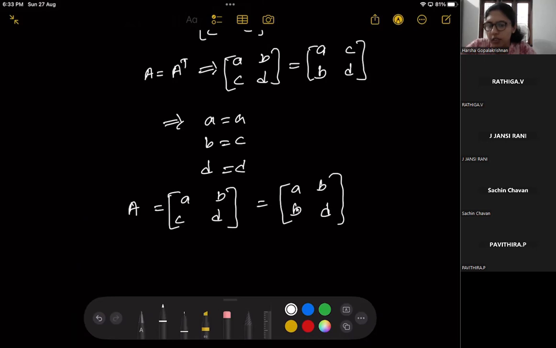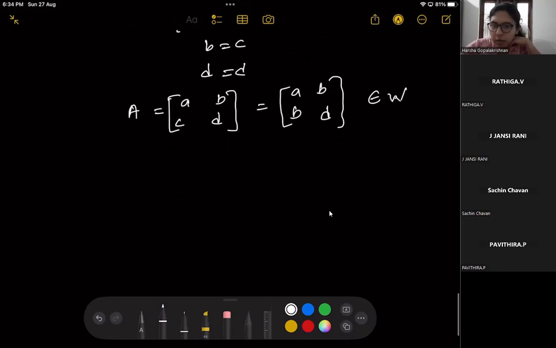Is that fine for everyone? Just looking at the nature of this A, which is a general element in W, can you say what the dimension of W can be? 3. Yes, the dimension of W is 3 because only 3 variables are involved.